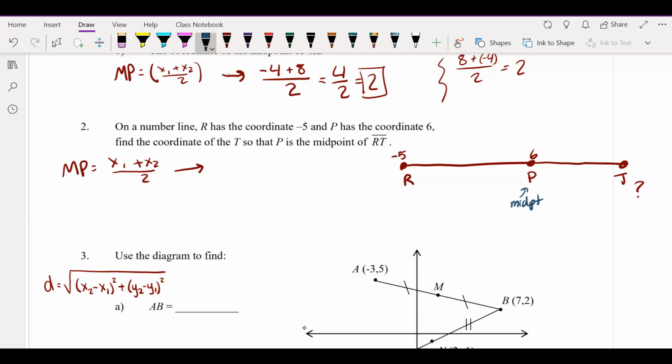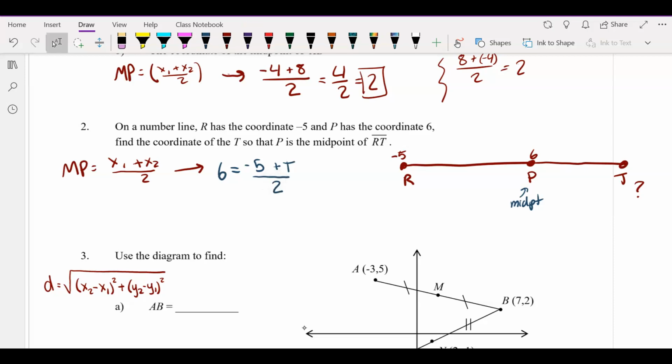So over here, I'm going to plug everything in that I know. All right, so we know our midpoint is 6, so it's going to be 6 equals. We know that one of our points is going to be negative 5. So equals negative 5. And then we don't know our last point, so I'm going to put a plus t. And then divided by 2.